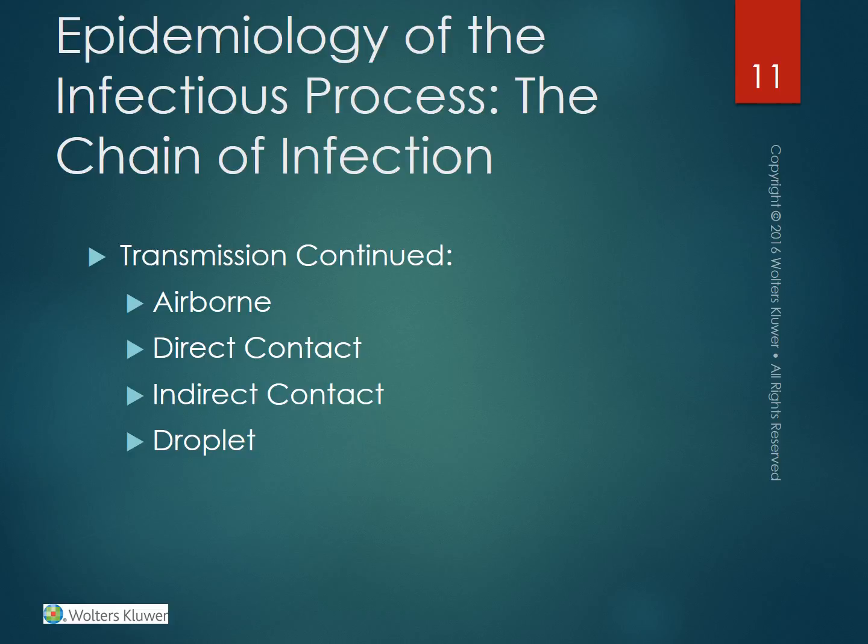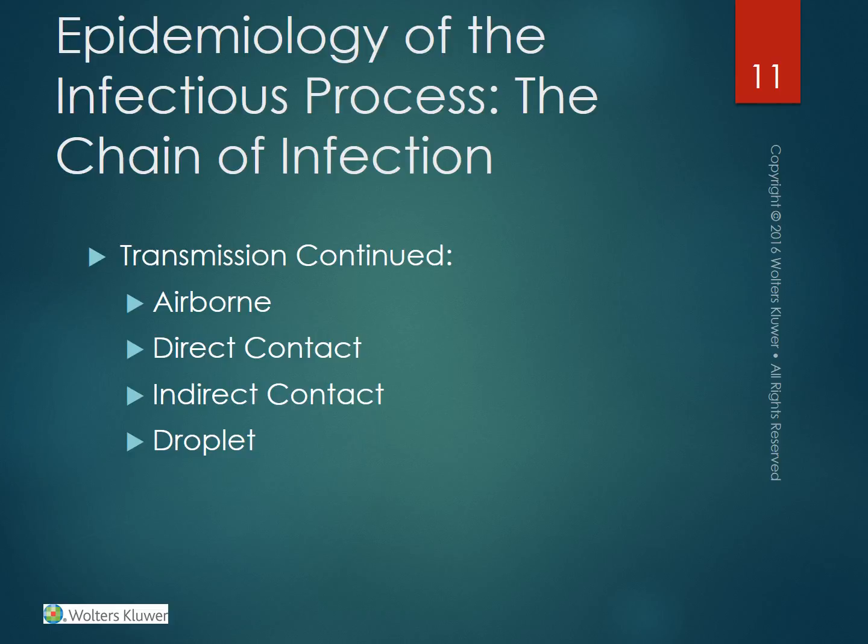Continuing on with our discussion on the chain of infection. Transmission from the reservoir to the host can occur through airborne, direct and indirect contact, and droplet transmission. Airborne transmission occurs when microorganisms are carried in the air through small particles. For example, TB is released by coughing, sneezing, or speaking.